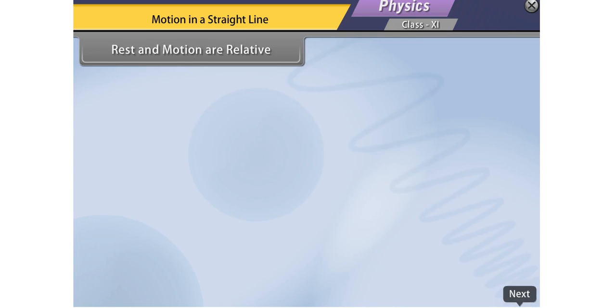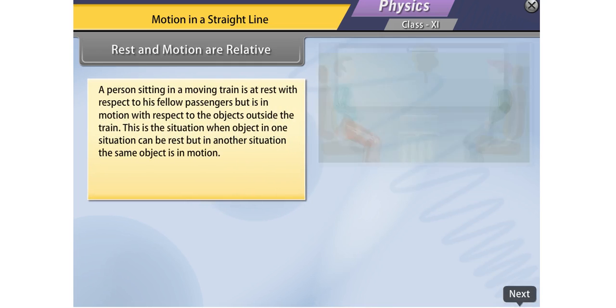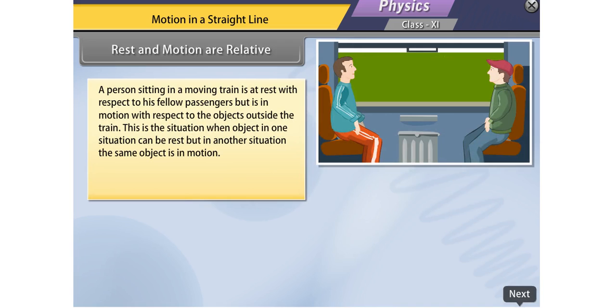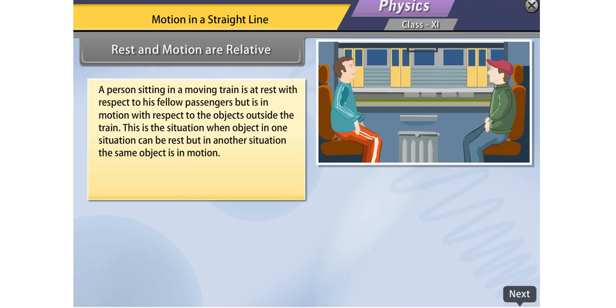Rest and motion are relative. A person sitting in a moving train is at rest with respect to his fellow passengers, but is in motion with respect to the objects outside the train.